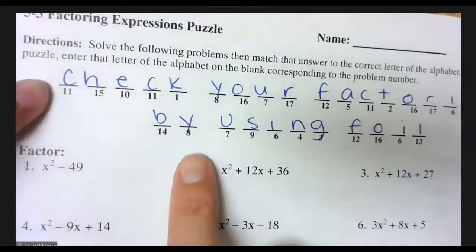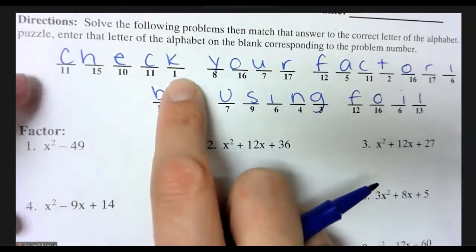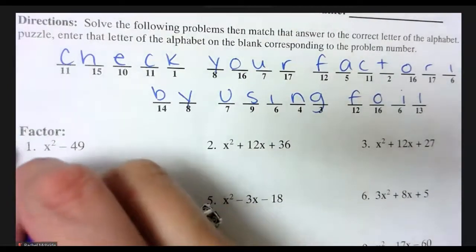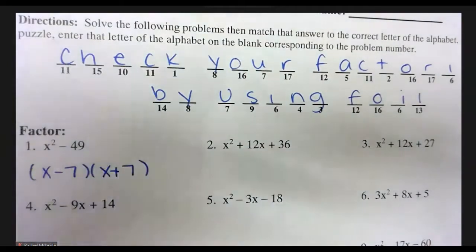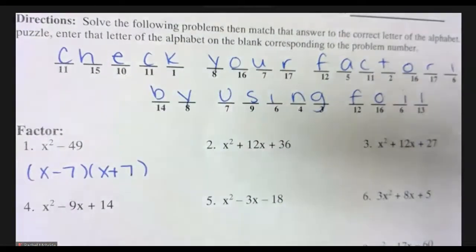So 11, or I guess we could start with 1. 1 is k, and k is x minus 7, x plus 7. What type of problem is x squared minus 49?